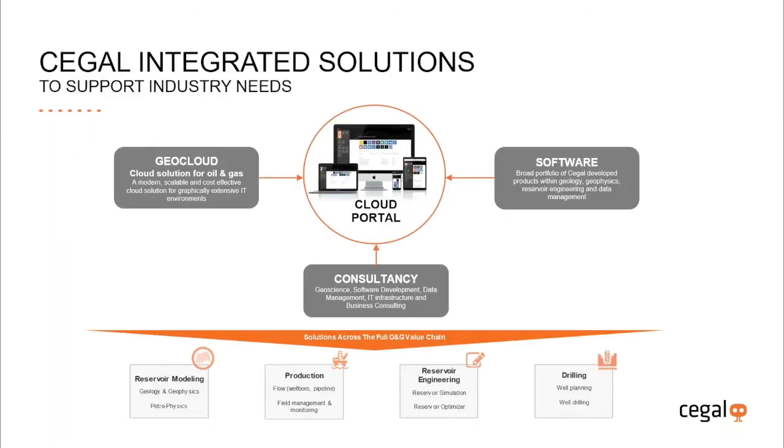This slide shows you the overall Cegal positioning of products and services. The gray boxes are the main business lines, where, of course, the cloud solutions on the left-hand side represent the major revenue contributor. The GeoCloud solution is supported by our software products and also our consultancy services, while the cloud portal you see in the middle is the interface to the IT environment.